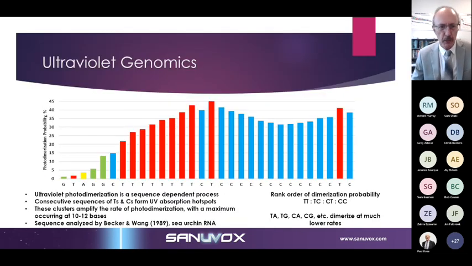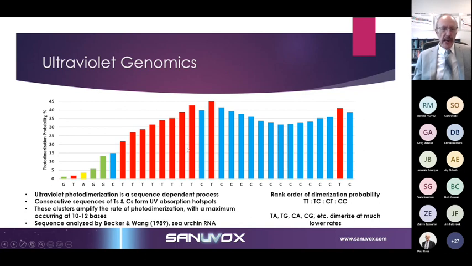Ultraviolet genomics is one of my favorite topics. I'm showing you here the photodimerization probability of a sequence of bases, including G's, A's, C's, and T's. The photodimerization process is considered sequence dependent because thymine dimers outnumber thymine to cytosine dimers, which outnumber cytosine to thymine dimers, which outnumber cytosine to cytosine dimers. And all of these types of dimers outnumber purine dimers.